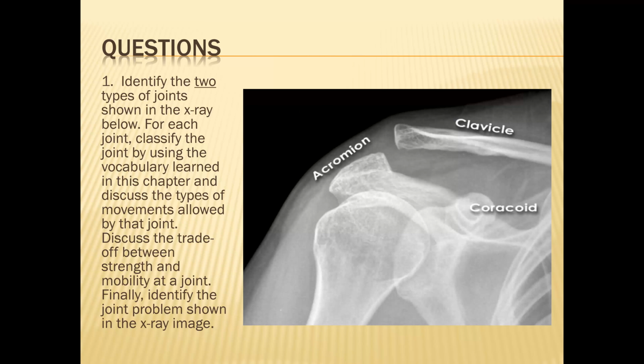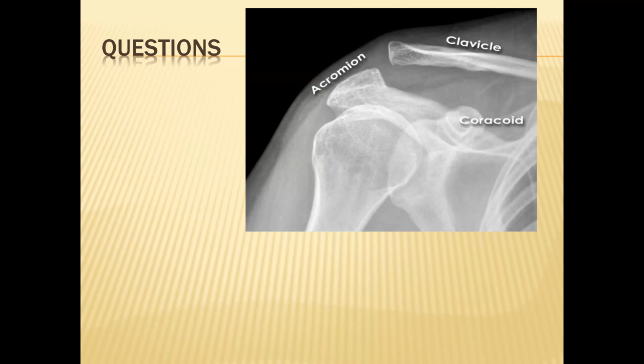For each joint, classify the joint by using the vocabulary learned in this chapter and discuss the types of movements allowed by that joint. Discuss the trade-off between strength and mobility at a joint. Finally, identify the joint problem shown in the X-ray image. All right, so let's take a look at the joints first.